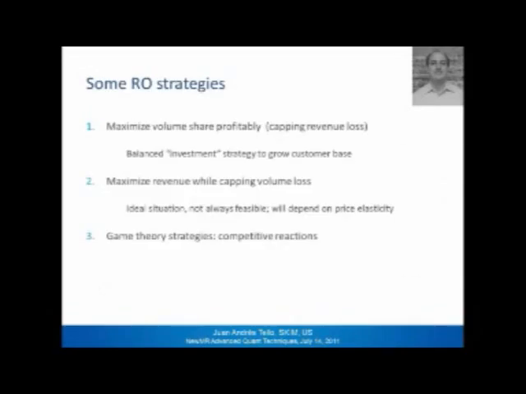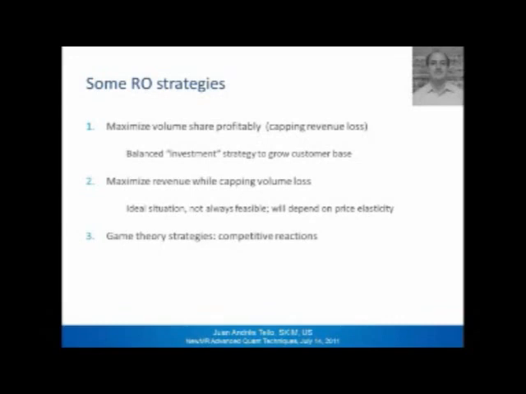Some examples of strategies that you could use in your revenue optimization process: you could think about maximizing volume share profitably. What that means is that you cap the potential revenue loss, because it's very easy to maximize volume by just lowering the price, but it might not be profitable. So this first one is what I call a balanced investment in growing your customer base, but in a sensible way to finance. The second option is maximize revenue while capping volume loss.